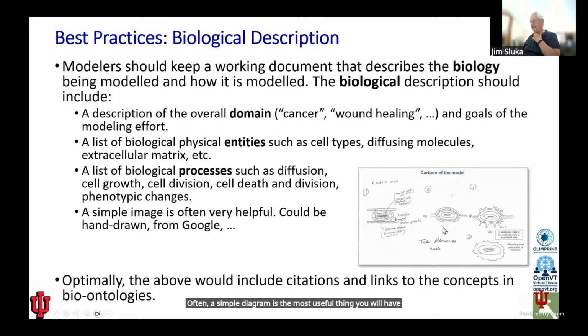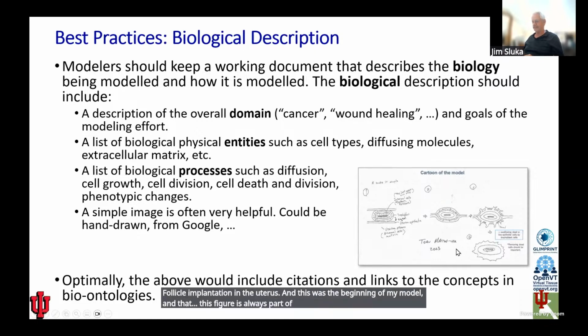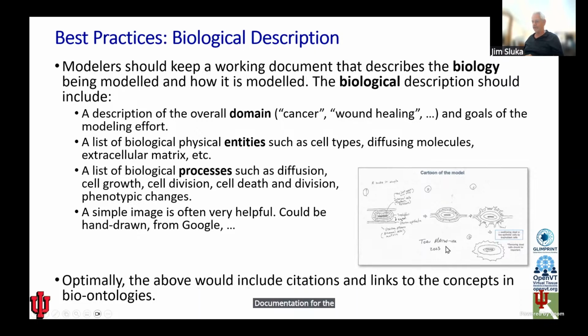This is a diagram that a collaborator at NeighborOrder sent me 2 years ago about modeling follicle implantation in the uterus. And this was the beginning of my model. And this figure is always part of my documentation for the development of the model. This is where we started. It lists the cell types and kind of the overall flow of the process.